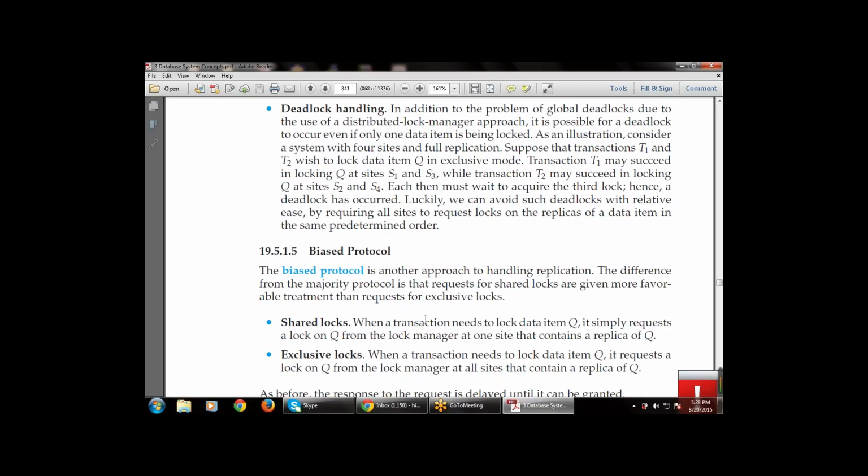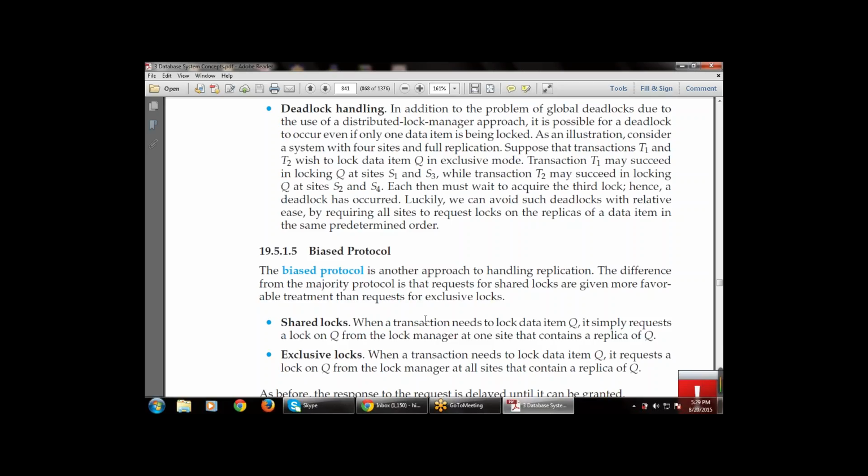The difference from the majority protocol is that requests for shared locks are given more favorable treatment than requests for exclusive locks. That is the biased protocol. There are 2 types of locks available: one is the shared lock, one is the exclusive lock. A shared lock is shared among various users, and an exclusive lock means only one lock is available, used to lock the specified item in the database system.